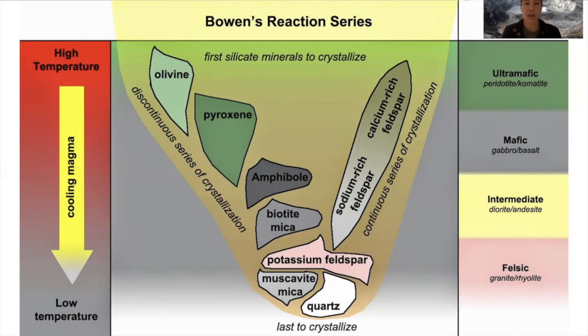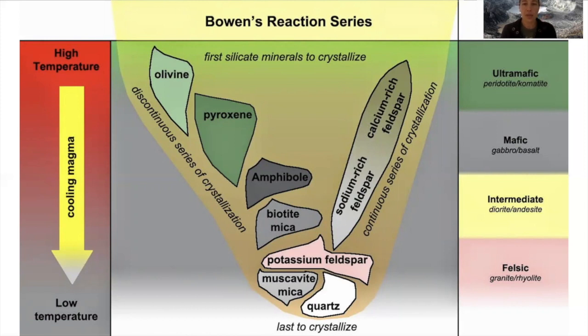At the top of the diagram are the first silicate minerals to crystallize. These are the minerals that are most stable at high temperatures. As we move down the diagram towards the lower temperatures, towards the last minerals to crystallize, these minerals are stable in solid form at the lowest temperatures.